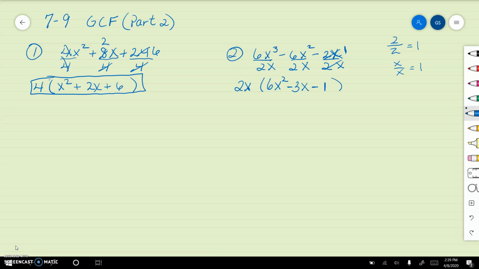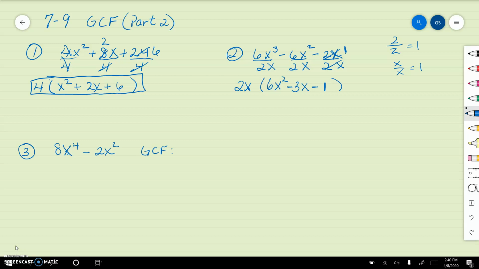Okay, so let's do another one. I'm going to give you a binomial. Those two were trinomials. All right, 8x to the fourth minus 2x squared. Okay, so we're looking for your GCF.